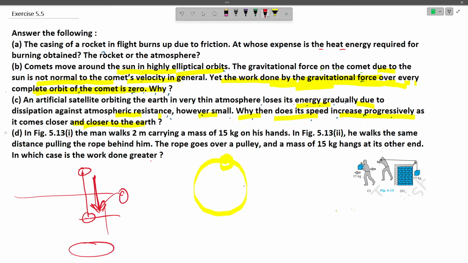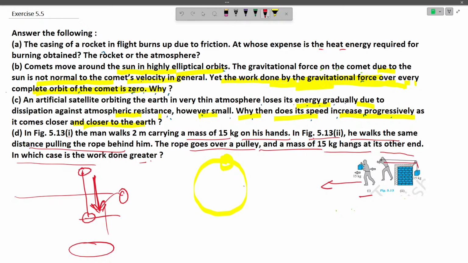Now the fourth question is, in figure 5.13, the man walks 2 meter carrying a mass of 15 kg in his hands. In figure 5.13(b), he walks the same distance pulling the rope behind him. The rope goes over the pulley and the mass of 15 kg hangs on its other end. In which case is the work done greater? So there are 2 cases. First, the man is lifting a 15 kg weight and moving in this direction, and the second is the man is pulling this thread that is tied to 15 kg over a pulley. In which case is the work done greater?